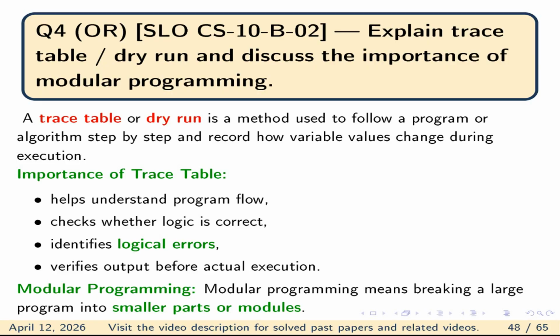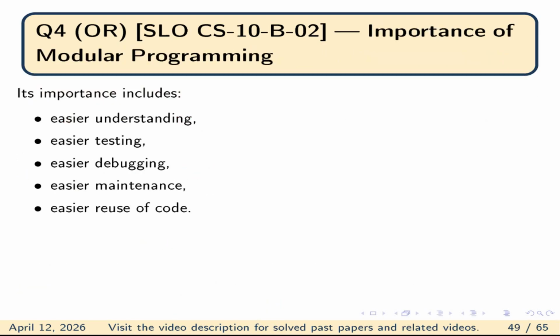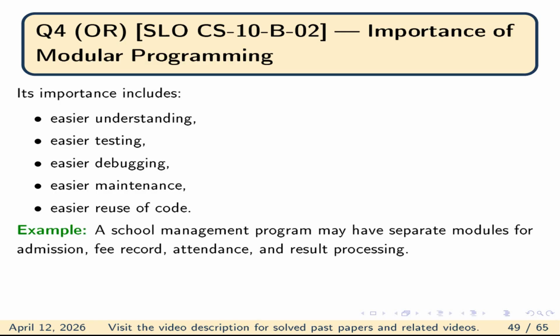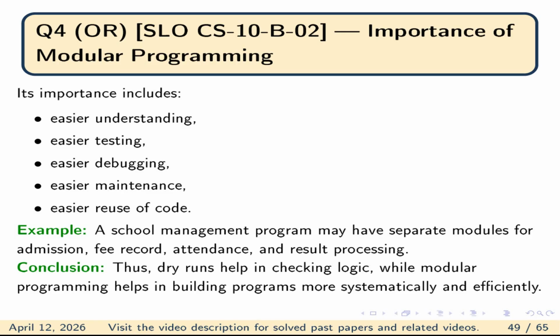Modular programming. Modular programming means breaking a large program into smaller parts or modules. Its importance includes easier understanding, easier testing, easier debugging, easier maintenance, and easier reuse of code. A school management program may have separate modules for admission, fee record, attendance, and result processing. Conclusion. Thus, a dry run helps in checking logic, while modular programming helps in building programs more systematically and efficiently.